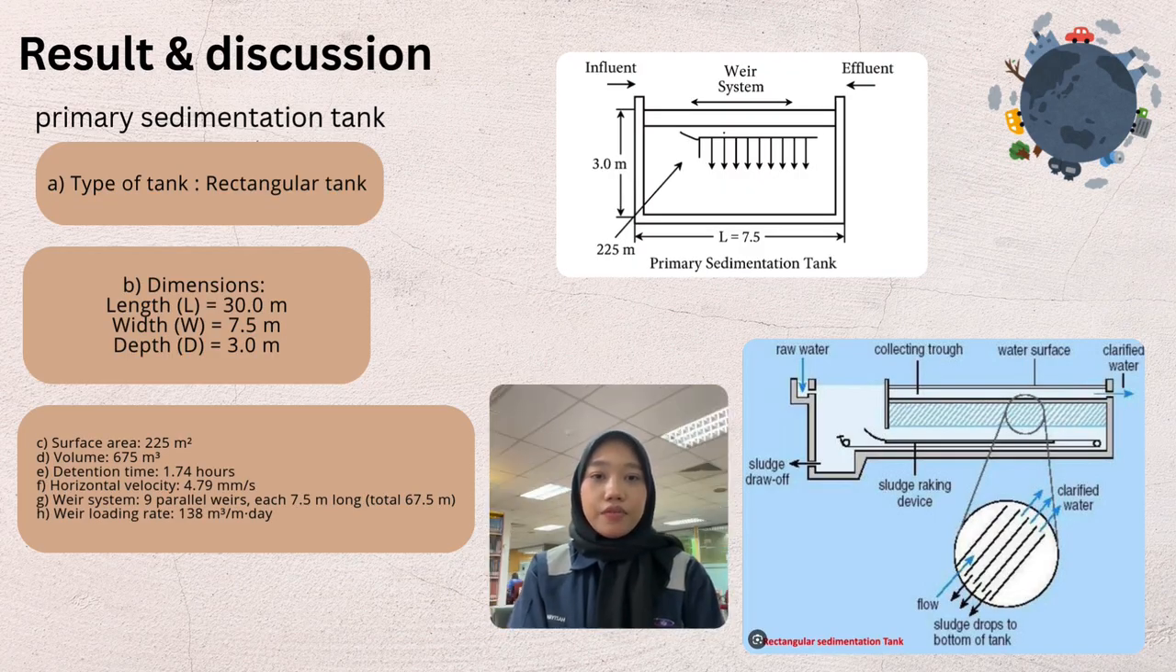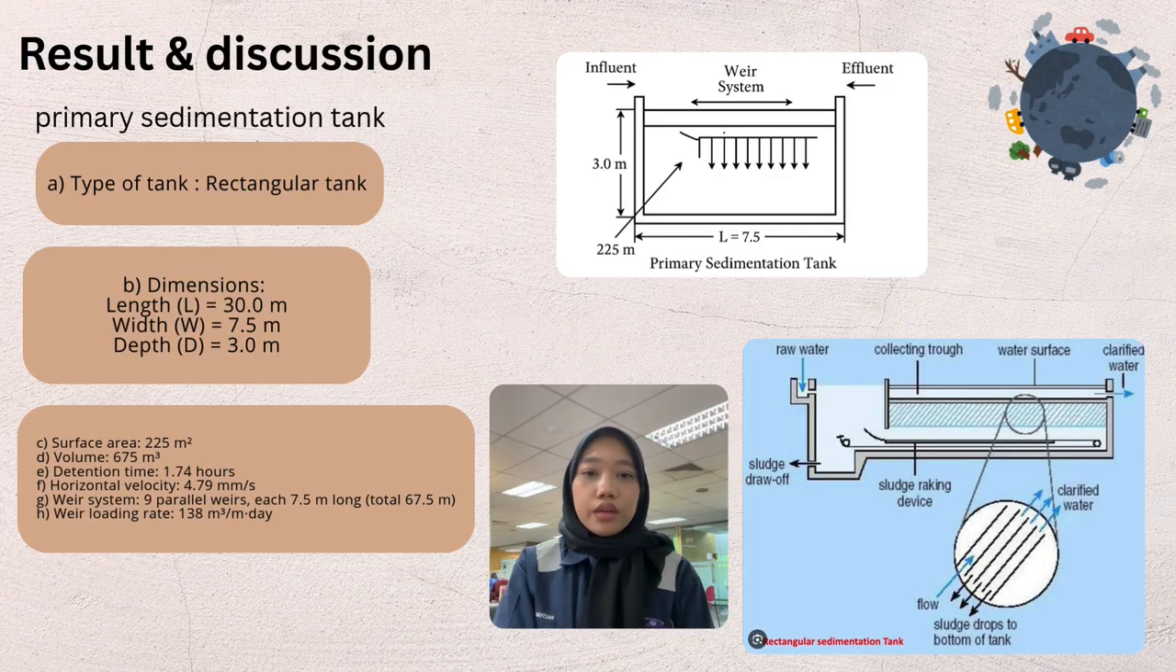At the design flow rate, the calculated detention time is 1.754 hours, which falls within the recommended range for a primary sedimentation tank. This detention time is adequate to allow suspended solids to settle while minimizing the risk of septic conditions. The horizontal velocity of 4.79 mm per second is relatively low, which is desirable as it promotes effective sedimentation by preventing resuspension of settled solids and ensures laminar flow conditions within the tank.